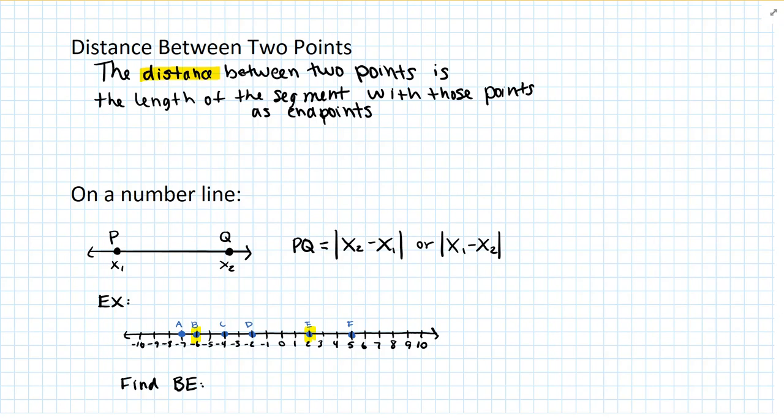This is 1.2 part 2. Now we're going to talk about the distance between 2 points. So in general, the distance between 2 points is the length of the segment with those 2 points as endpoints.